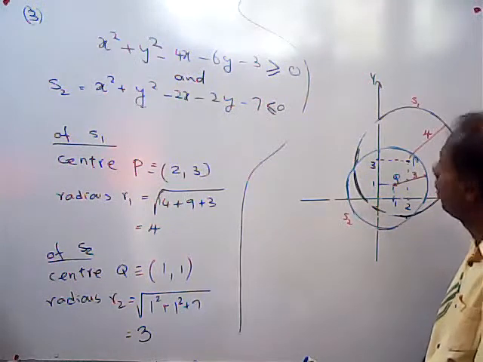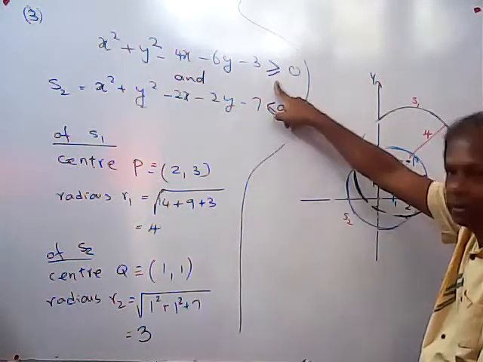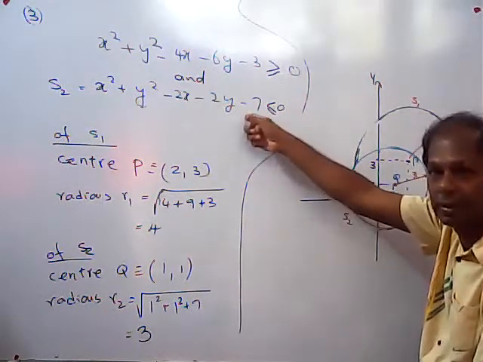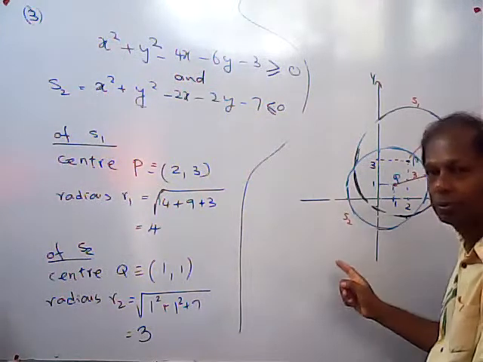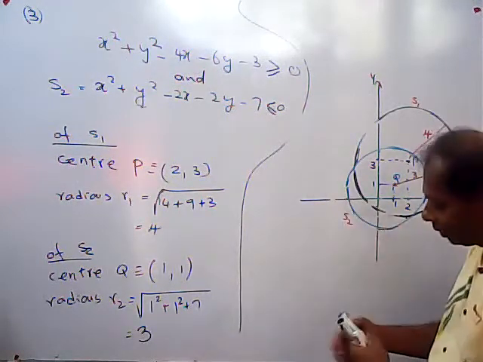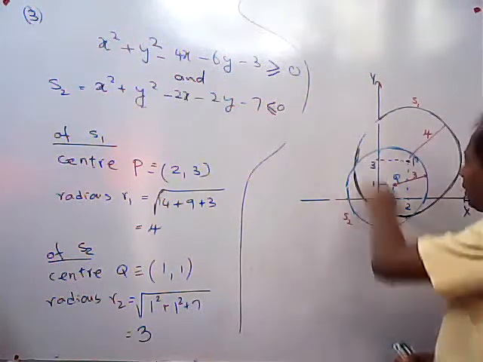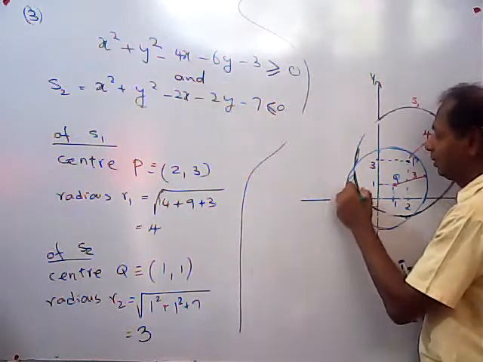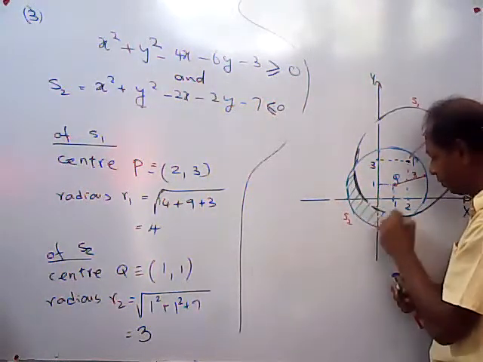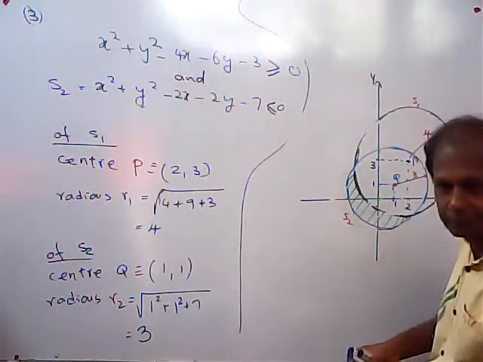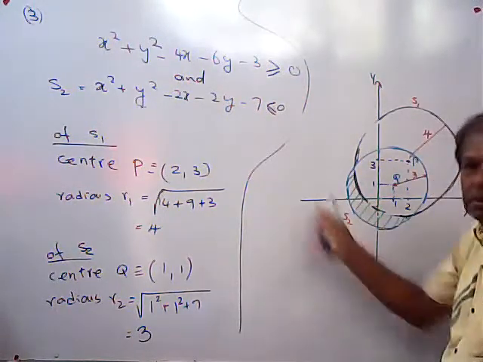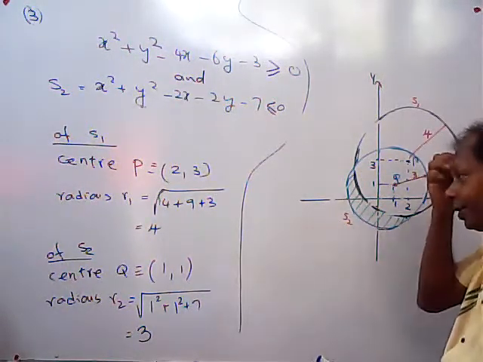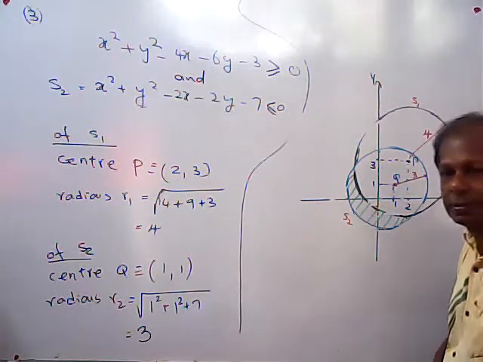So we want the region outside S1, including the boundary, and at the same time inside S2, the small circle, including its boundary. Outside the first circle and inside the second circle. So you see that it is this region. This is what we need. That's the answer. It's like a crescent moon. So this is the answer, and this is sufficient, right?